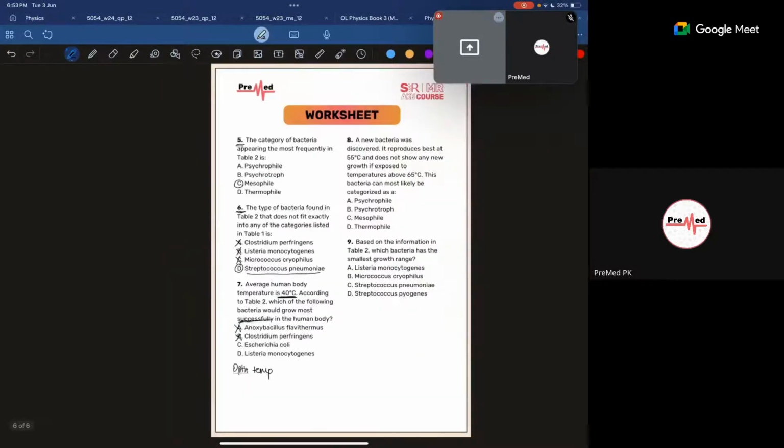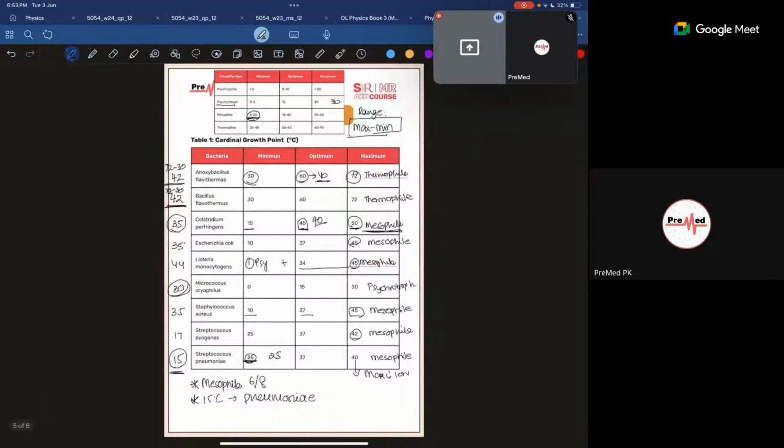C is E. coli. E. coli has an optimum of 37 degrees Celsius. This is very close to 40 degrees Celsius, and it can actually fit into this category because the optimum is at 37 degrees Celsius and the maximum is at 45 degrees Celsius, as we can see, 45.